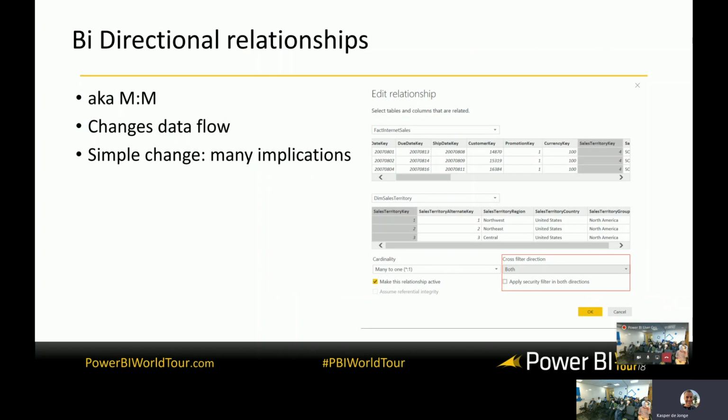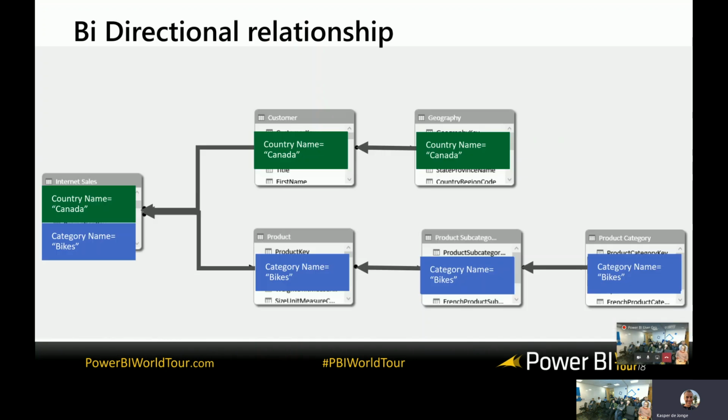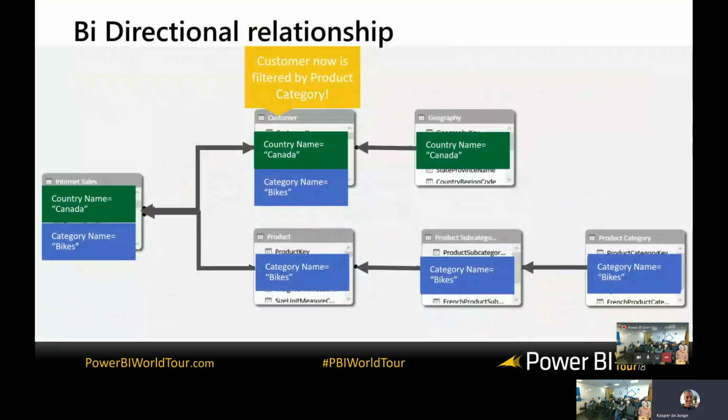It changes the data flow. It is a very simple change. You just go into the data set here and you change the cross-filter direction to both. You press OK, but it has many implications. As soon as we turn on bidirectional relationship here, the arrow changes directions, and now the customer is filtered by both product and the category. Okay, so it has many implications.